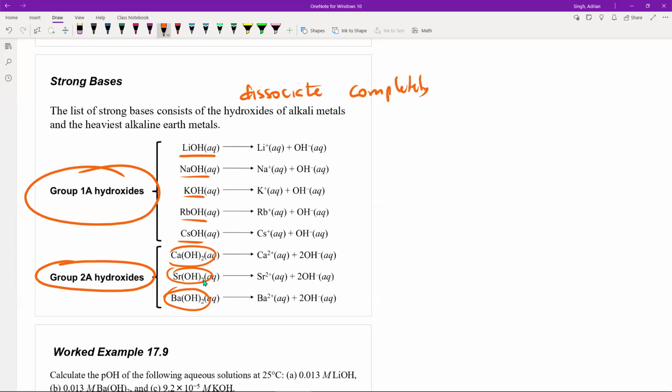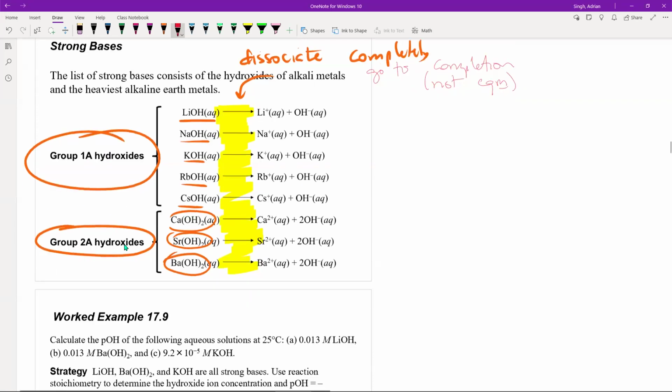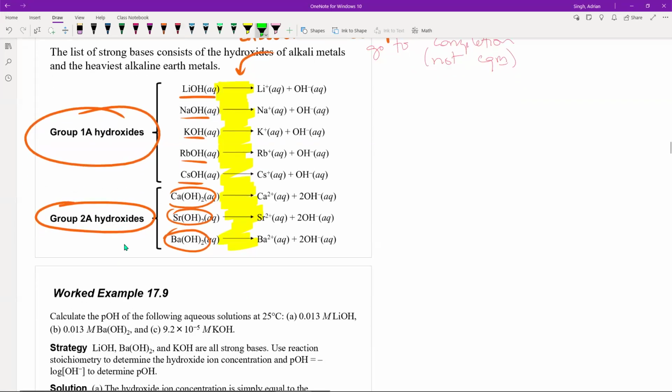Okay, and if they do that, we're going to see the same type of full-headed arrow. It's not in equilibrium. We're going to assume that these will go to completion. We're not dealing with equilibrium systems, which means that predicting the hydroxide concentrations and calculating pHs, etc., tends to be a much simpler scenario. So let's take a look at an example specifically now of this one.